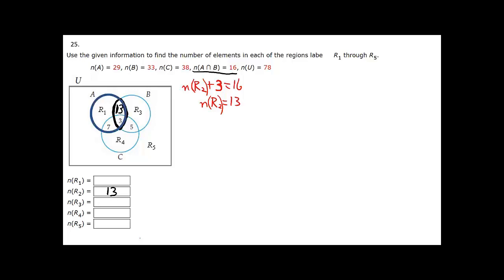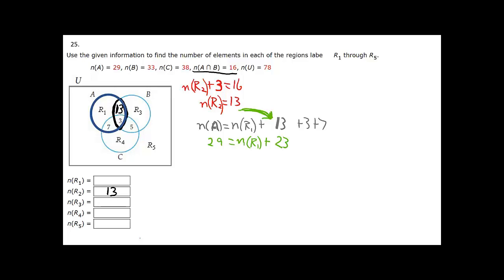I know everything inside of circle A except for that R sub 1. So given that, if I add up everything inside of circle A, I just found out that R sub 2 is 13, so it's 13 plus 3 plus 7. The only thing I'm missing is the number of elements in R sub 1 because it told me at the very top that the number of elements in A was 29. So if you look back at the very top, the number of elements in A is 29. So the only thing I don't know is the number of elements in R sub 1.